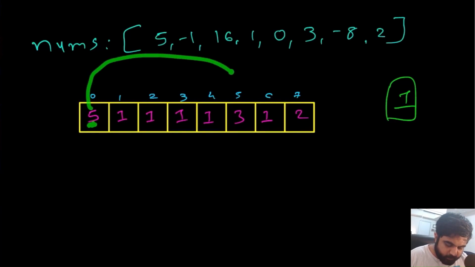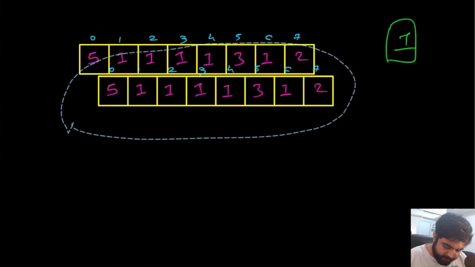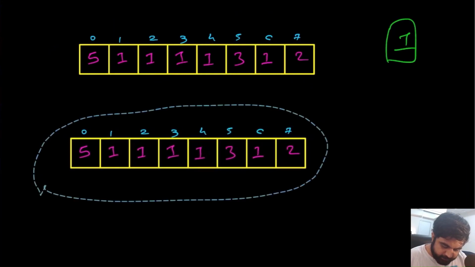So we will go to its subsequent index. In this case, we will go to index number 5, and whatever the value is, we will just convert it into negative. Nothing more than that. This is a very simple approach. So let's just quickly do another array, and we will follow the methodology I mentioned.